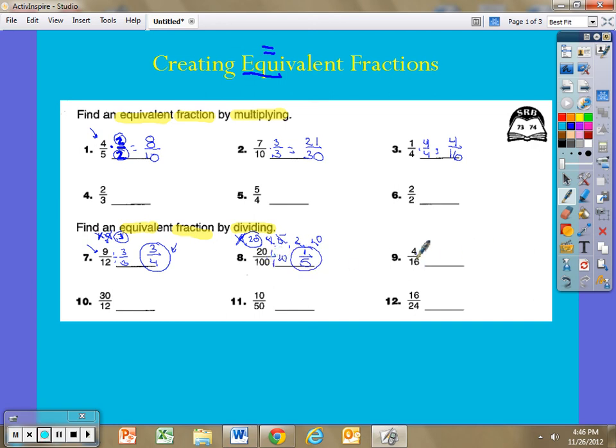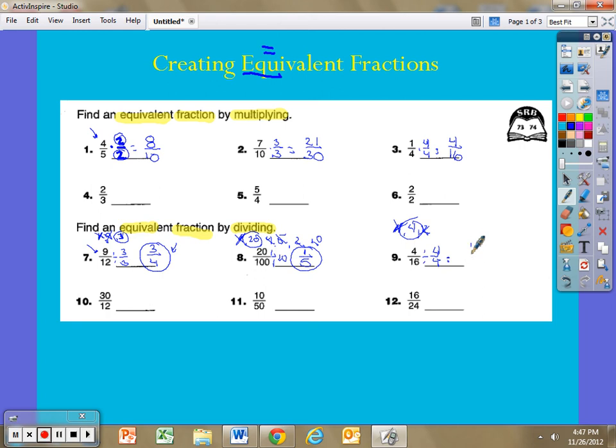If I take a look at the next one, 4/16. List my factors of 4. 1, 4, 2. What's the greatest common factor that goes into both 4 and 16? 1 goes into everything, so I don't care about that. 2 will go into both because they're both even. Will 4 go in? Yeah, 4 will. So I'm going to divide both by 4.